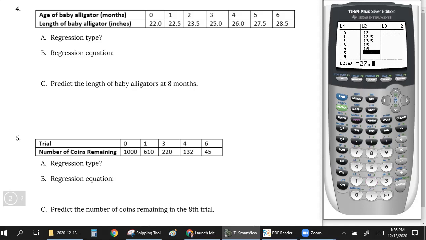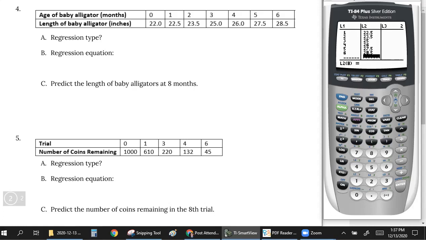Come on. Sorry, with the emulator on the computer, it doesn't always register as quickly as a real life calculator. Alrighty, so there's my list entered. So now I need to figure out the regression type. Now we're really just deciding between 2 regression types, either quadratic or exponential. So quad or exp. So let's run both of them and see which one comes up the best.